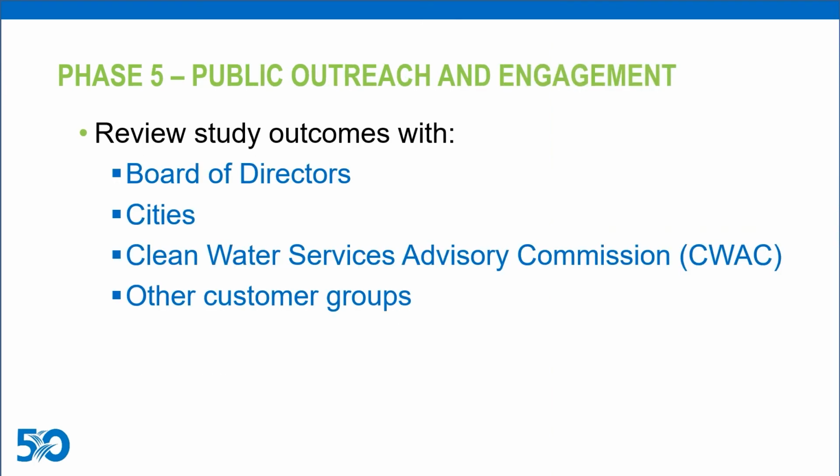Phase 5 is the public outreach and engagement process. We are in the process of developing a well-thought-out plan for public engagement and outreach as part of this process, and will review the study outcomes with our Board of Directors, the cities, the Clean Water Services Advisory Commission, and other customer groups, such as community organizations, our industrial customers, and any others that may be identified throughout this process. We will conduct outreach and engagement throughout the study to gain input from our stakeholders along the way. We intend for this to be a collaborative process where we engage our stakeholders throughout the study.